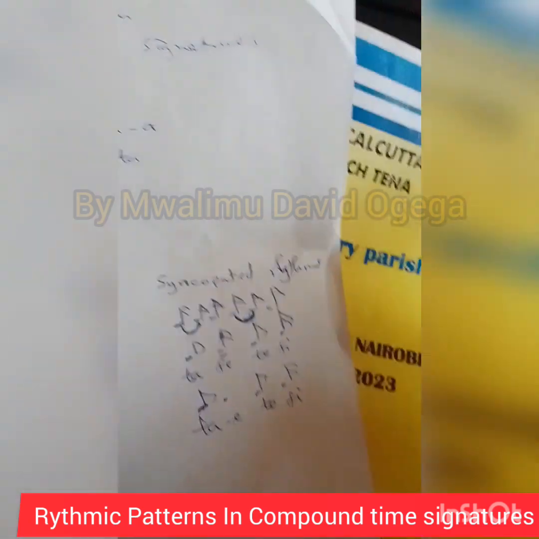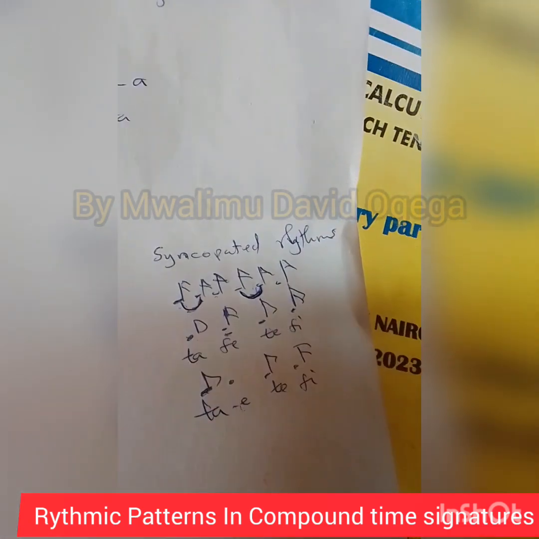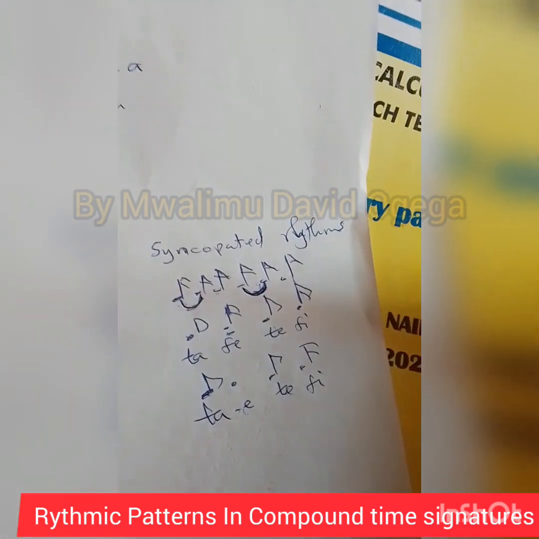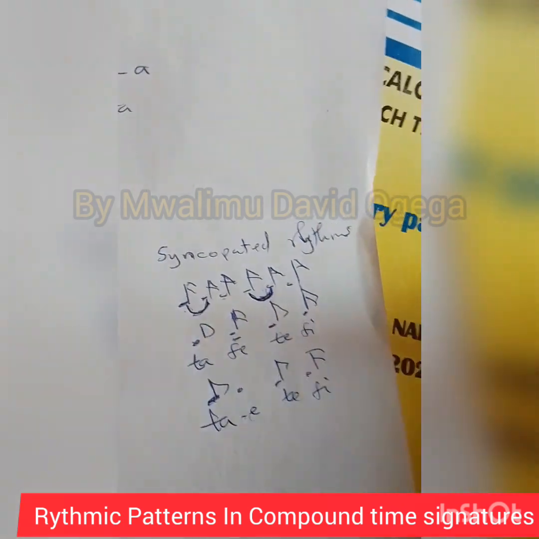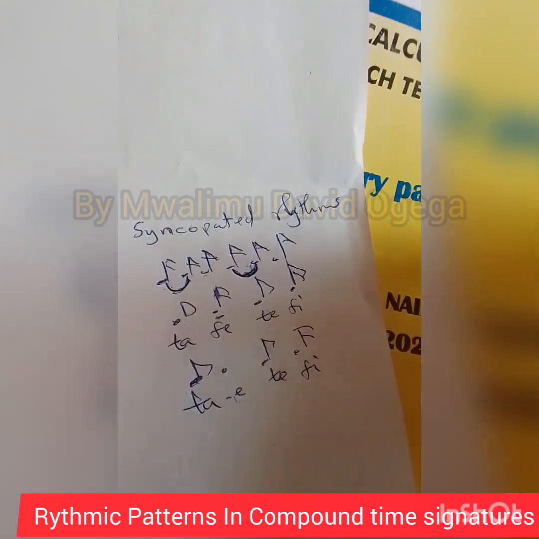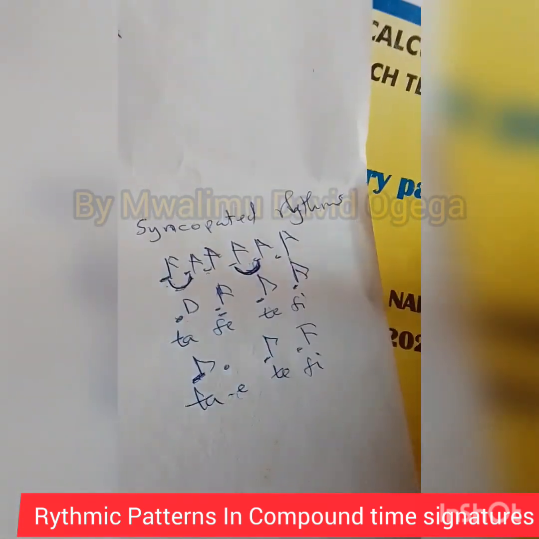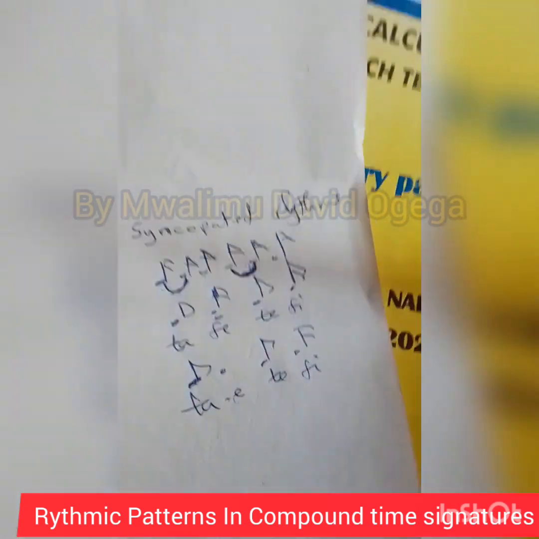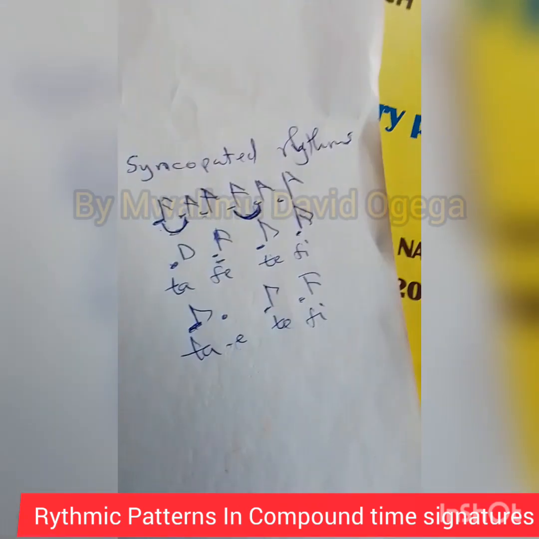So it goes like ta, e, te, fi, ta. So ta, e, te, fi, ta, e, te, fi, ta, e, te, fi. So we clap ta, te, fi, ta, te, fi, ta, te, fi, ta, e, te, fi, ta. That's how this should be clapped.